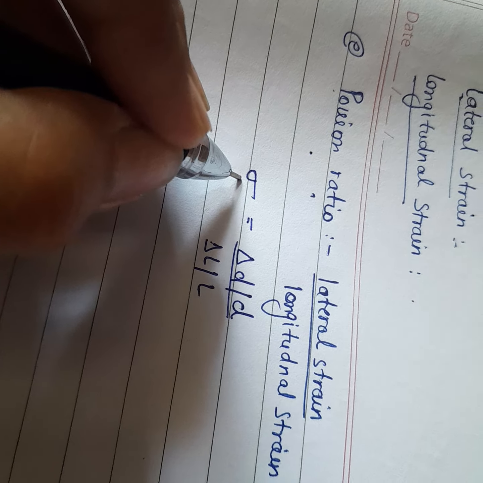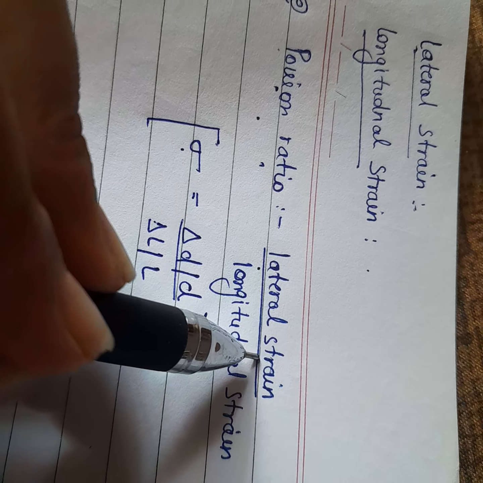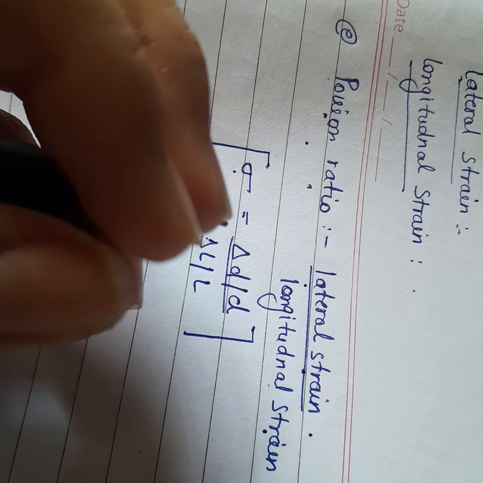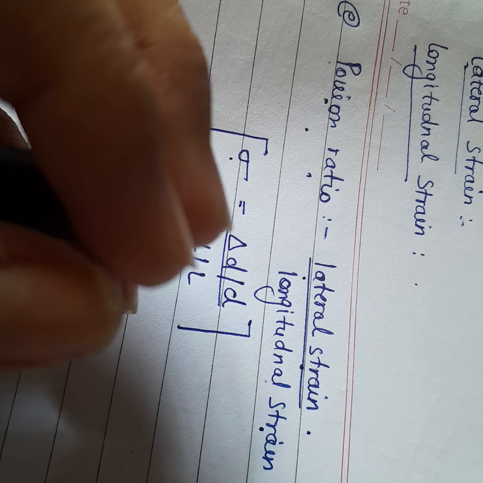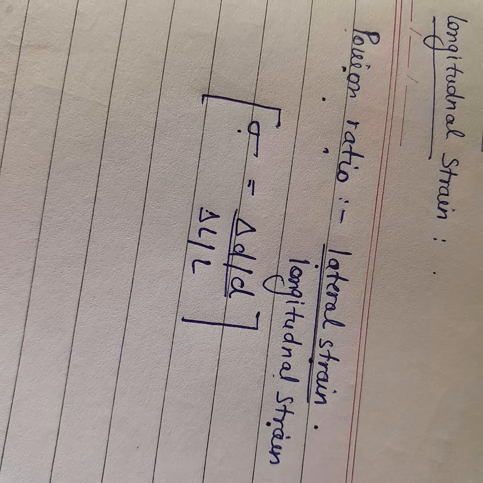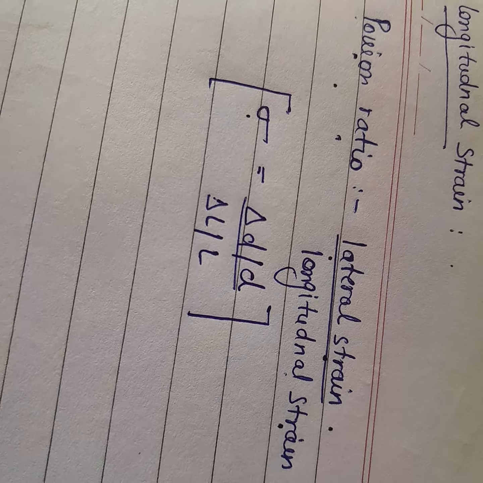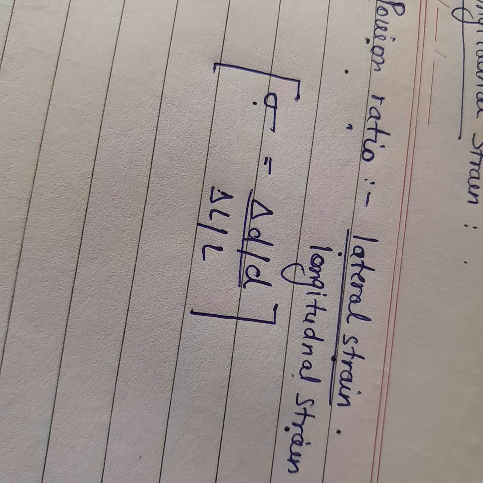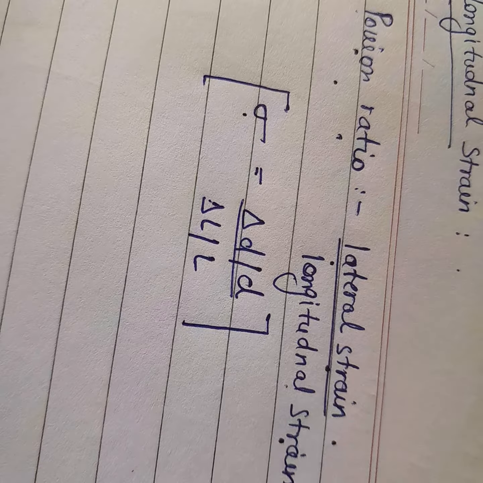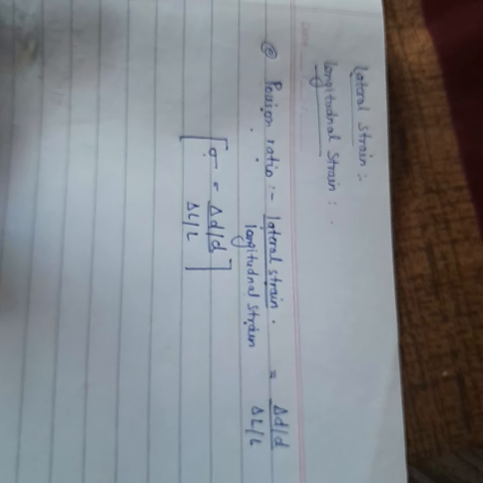It is denoted by sigma, and the formula of Poisson's ratio is this. This is the ratio of the lateral strain of a material to the longitudinal strain. Means if you are applying a force to any object, then how the perpendicular diameter or radius of a wire is changing, the internal change of an object upon the longitudinal change of the material, is called the Poisson's ratio. I think that is clear to you all.